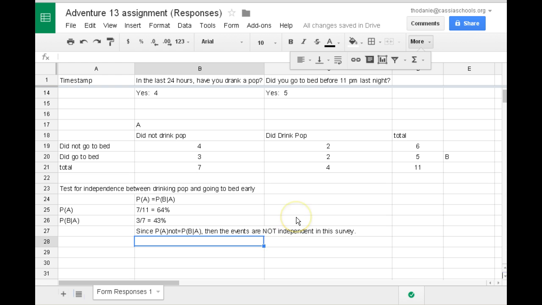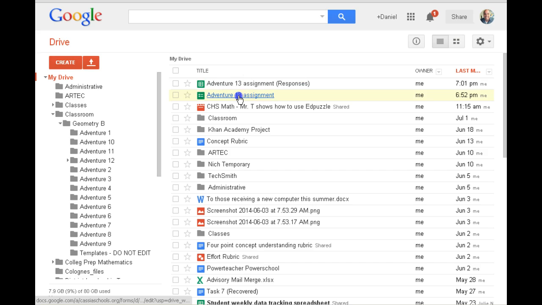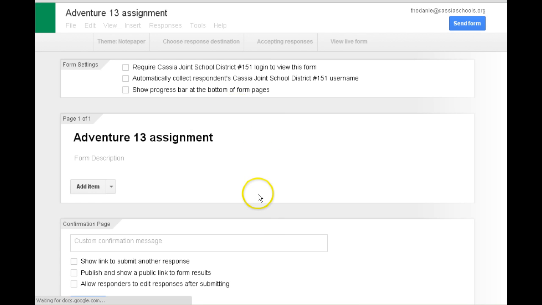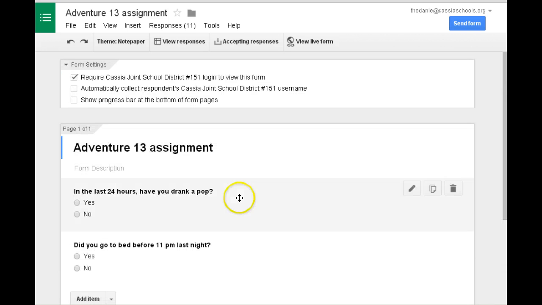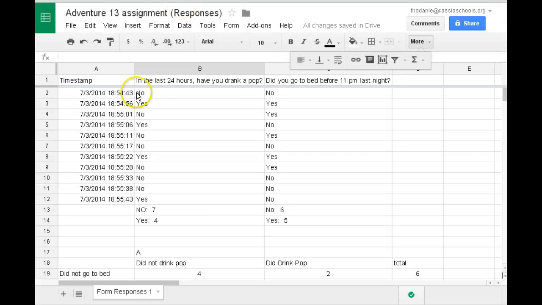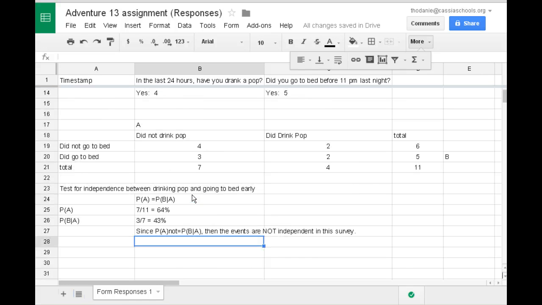Now, what I'm going to have you do for this adventure is create your form with 2 questions, just like I did. Very simple questions. If you need some help with that, let me know. You're going to send them out to your friends and ask them to please take a moment. It doesn't take long, maybe 20, 30 seconds for them to answer those 2 questions. So you get everybody in the class to answer the questions.